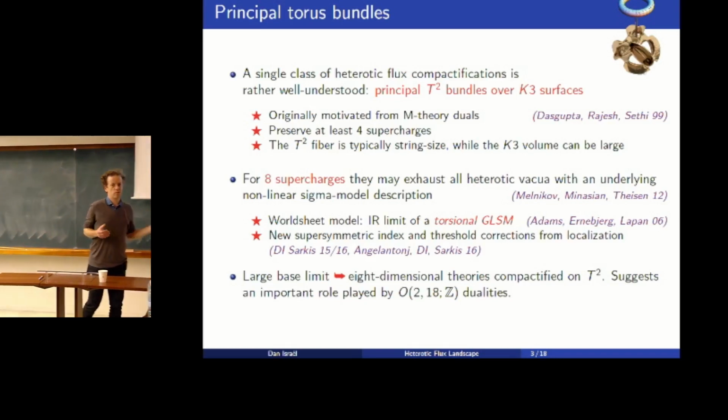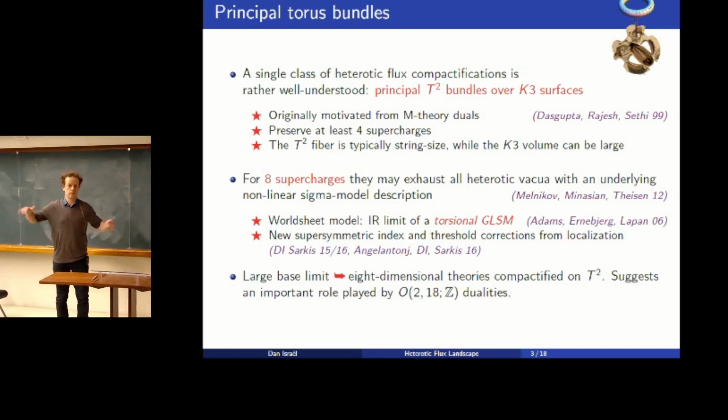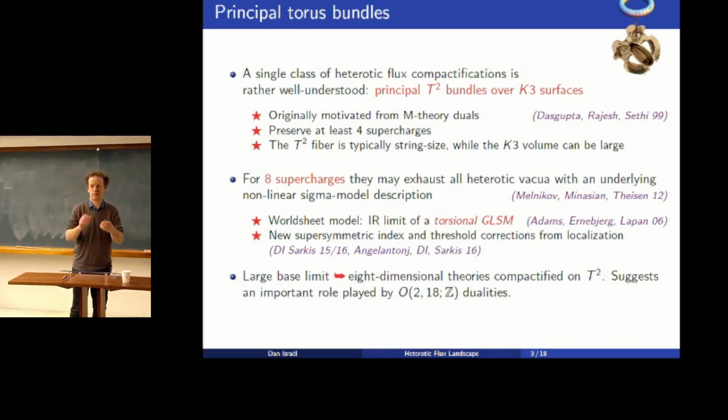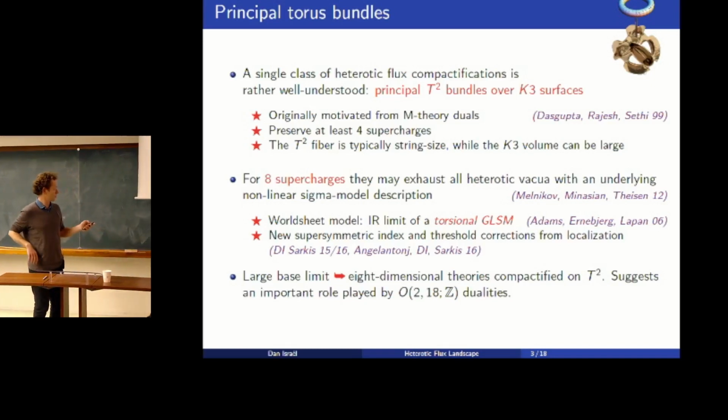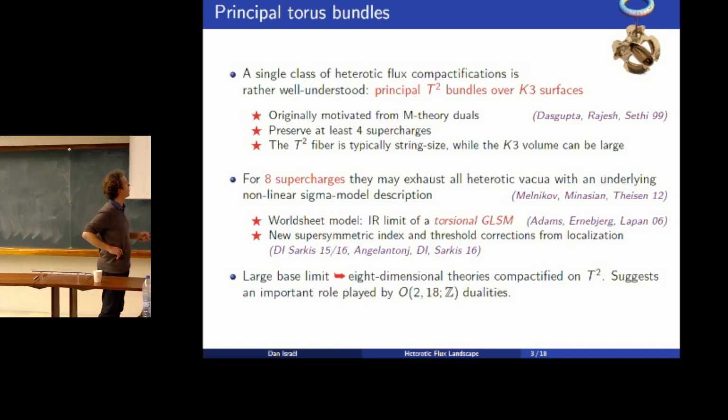So one point of view that Ruben likes a lot is saying that because the base can be as large as you want, you can just decompactify the theory and view it as a compactification of a certain 8-dimensional theory, in which of course all the Narain dualities that we have heard about already today play an important role.